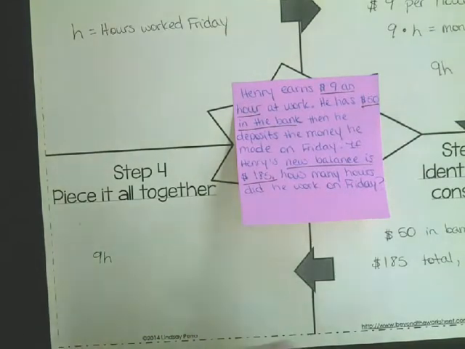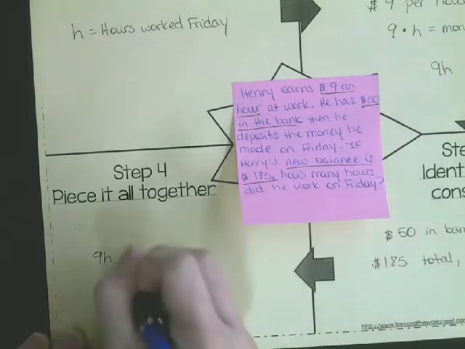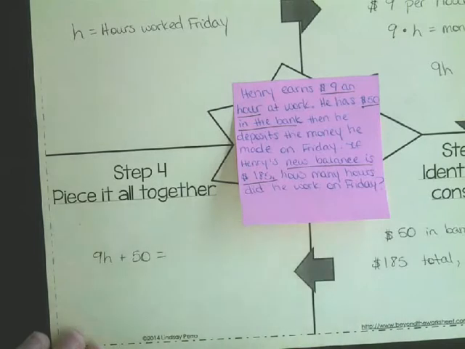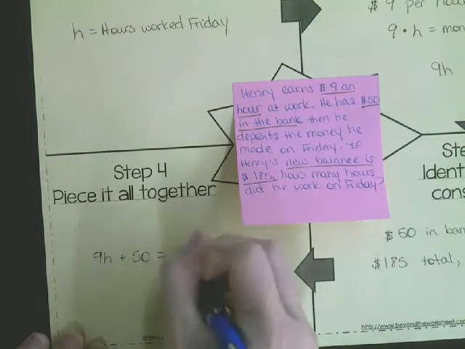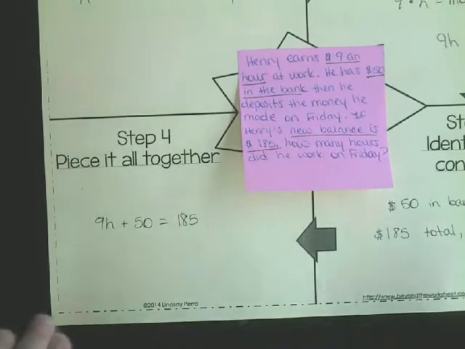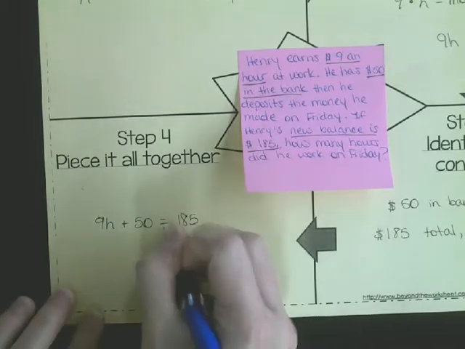He already had $50 in his bank account. So 9H plus 50 is going to equal the total amount he has, which we knew was $185. Alright, now we have our equation, and then we can isolate H, and we can find out how many hours he worked on Friday. So I'm going to draw an arrow, bring down my equal sign.